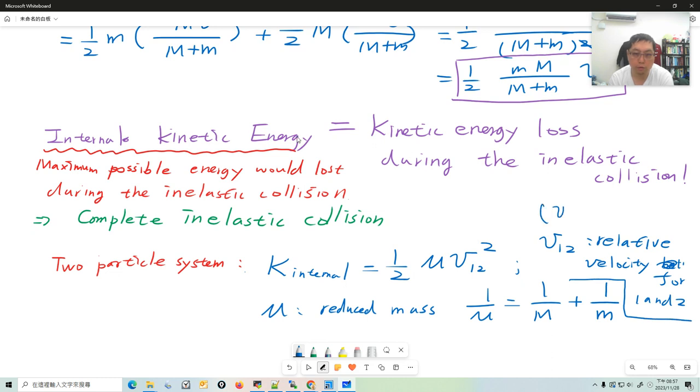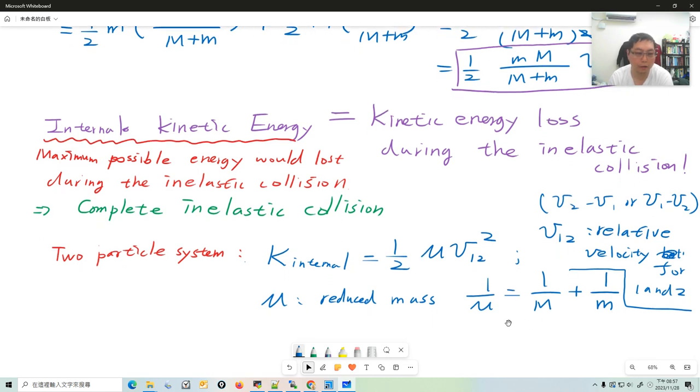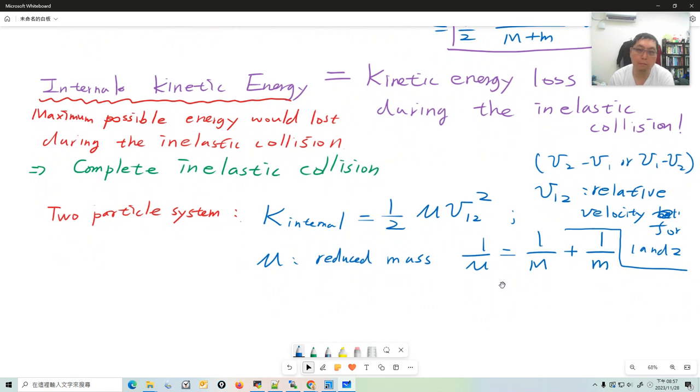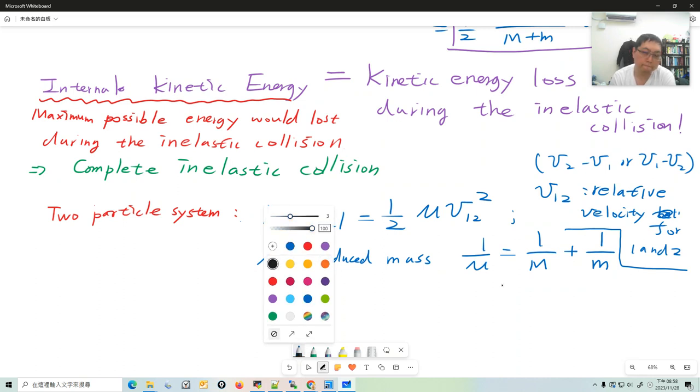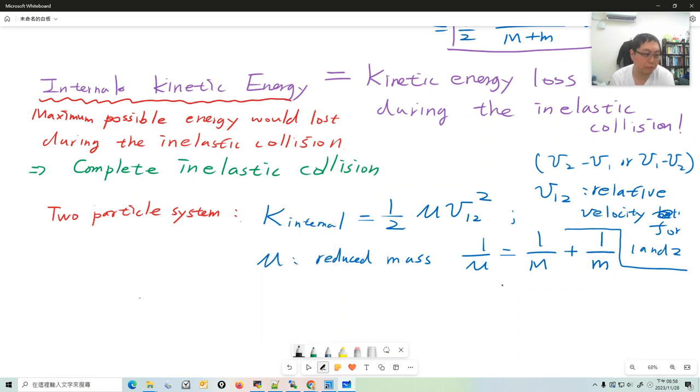It's V2 minus V1 or V1 minus V2. It doesn't matter because finally it is squared. Okay, this is a formal formula for calculating the internal kinetic energy. There is some proof for this, but I'll skip it, because that proof is very tedious. The reduced mass is related to the masses of the two objects in the collision. I found this formula introduced in the textbook, and I don't have time to prove it, so just memorize this.